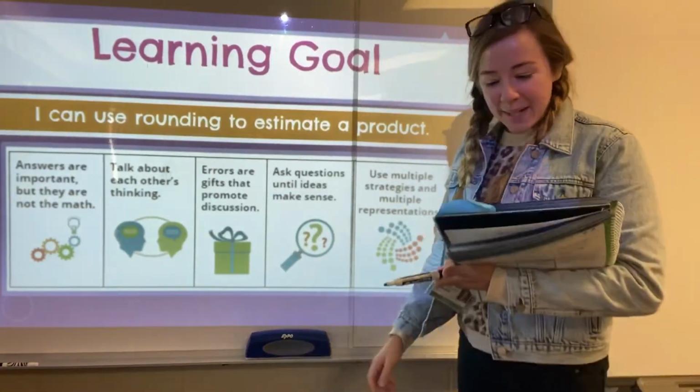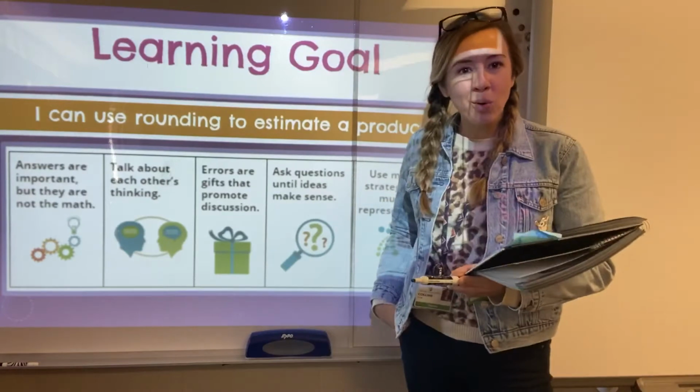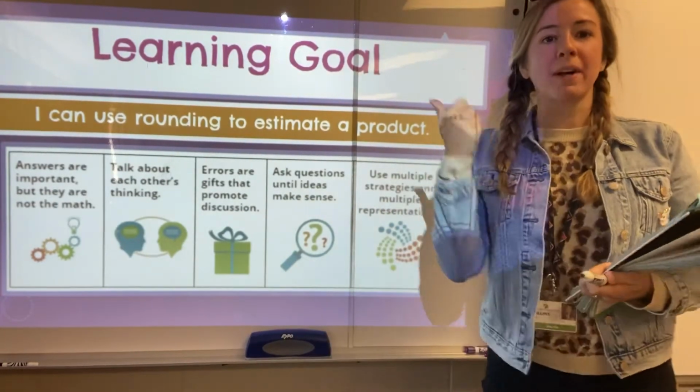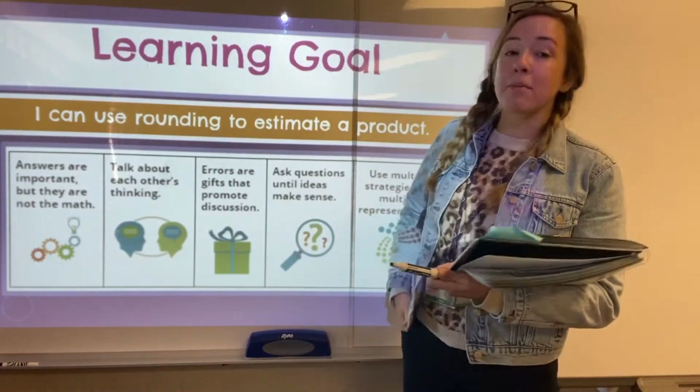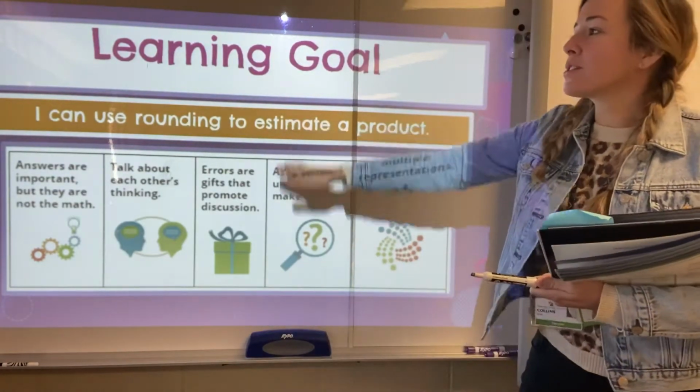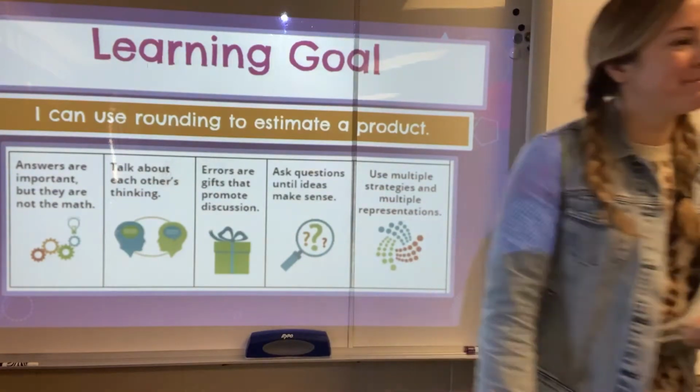Hey students, today we are on lesson 4-2, estimate the product of a decimal and a whole number. I need you to make sure you have your workbook and a pencil out, please, so that you can follow along. We are on page 133. Here's our learning goal for today. I can use rounding to estimate a product.